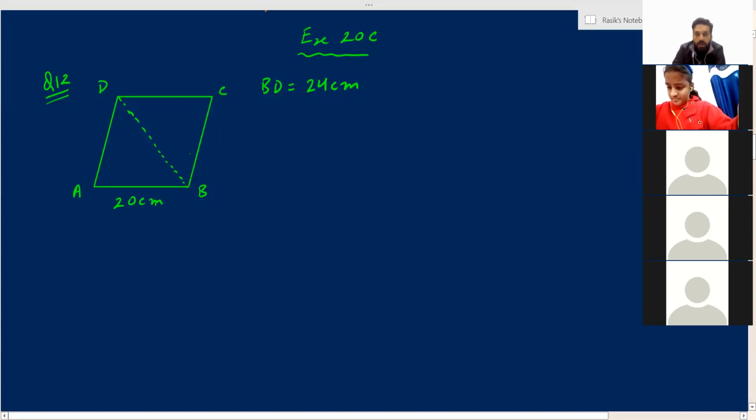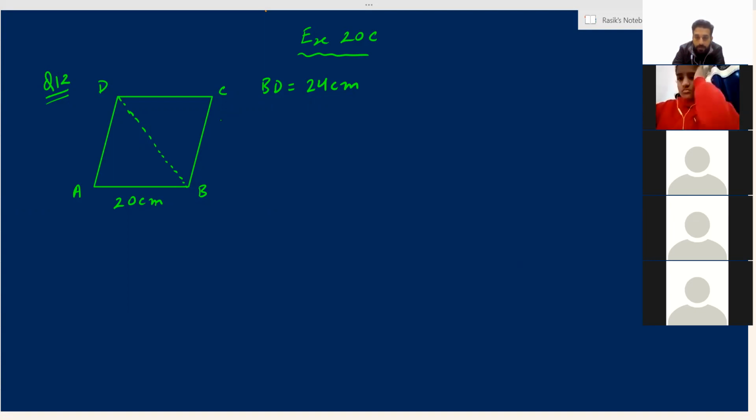Now here we have to find the area of this rhombus. Only two things are given: one side and one diagonal. Can we use the formula base into height to find the area of this rhombus? The base of the rhombus is given, 20 centimeters. But the problem is that the height of the rhombus is not given in this case. So can we use the formula base into height? The answer is no, because the height is not there. So we cannot use the formula base into height to find the area.